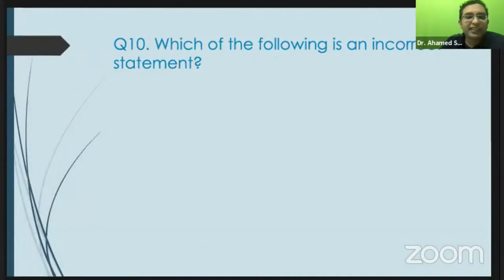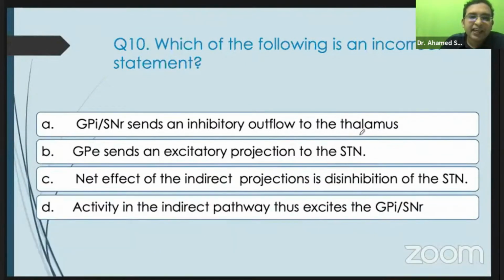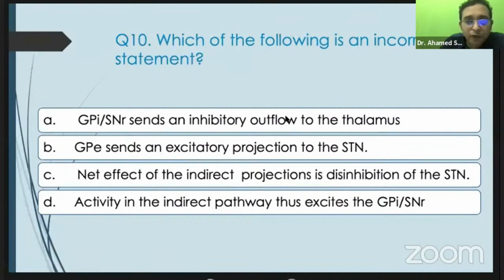Which of the following is an incorrect statement? So if you have understood this, please try to answer this question. So GPA and SNR, they are homologous. Sends an inhibitory outflow to the thalamus. That is true. We had seen, right? Actually, the red arrow we had seen. That is GABA. So that is true only. So it is not a wrong statement.